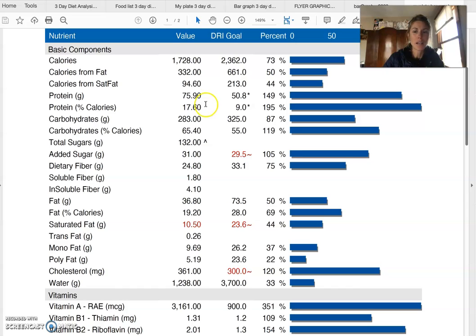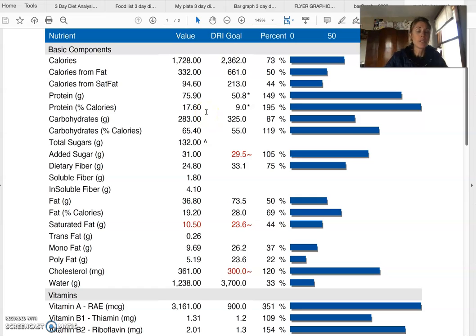It was funny that a lot of you were over here going for this number here. This is the percent of your DRI goal, your DRI recommendation, that you met or didn't meet. So in this instance, this person ate 149% of their goal, which was 50 grams of protein. But that was not the percent of calories that came from protein. The percent of calories that came from protein is sitting here.